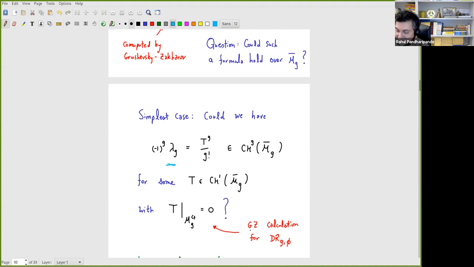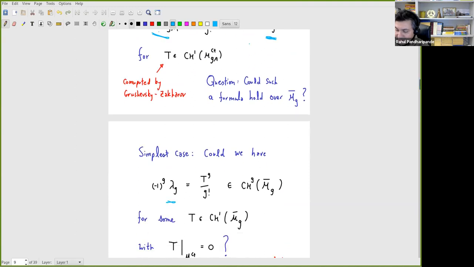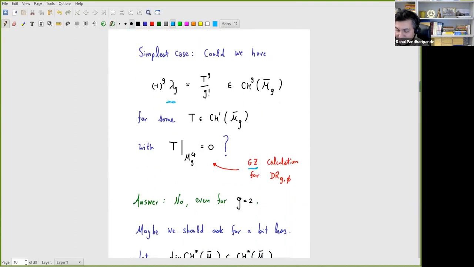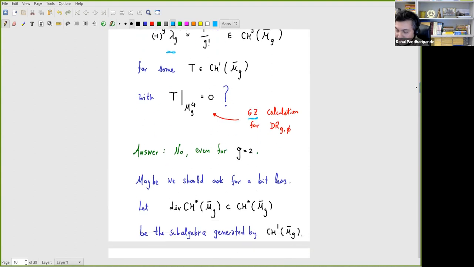It's because this Grushevsky-Zakharov calculation in this particular case gives T equals zero. So it'd be exactly an extension, the simplest way to extend what is true here. And so that's a lot to ask, and the answer is no, not even in genus two. So maybe we should look for a little bit less.